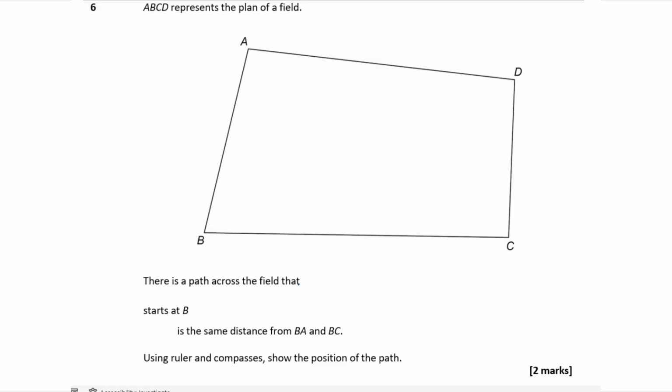Question 6. ABCD represents the plan of a field. There's a path across the field that starts at A, is the same distance from BA and BC. Using ruler and compasses, show the position of the path.